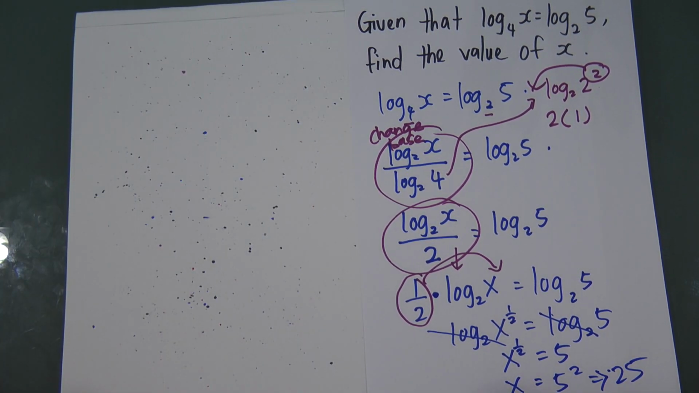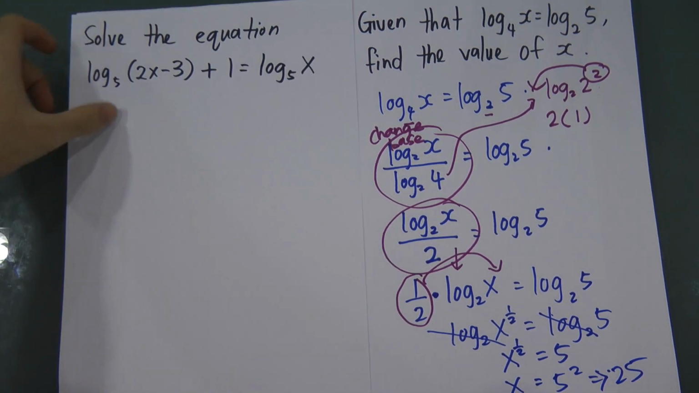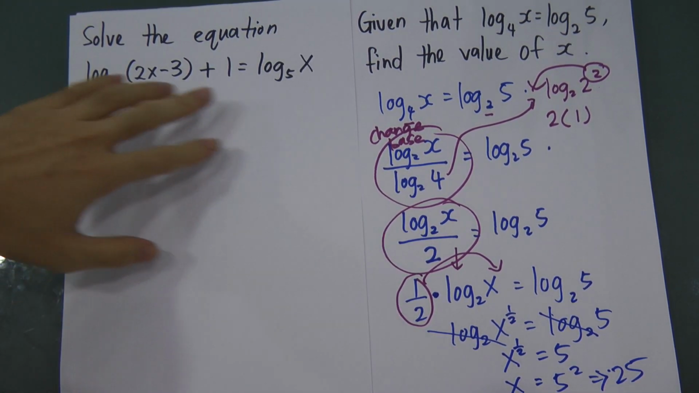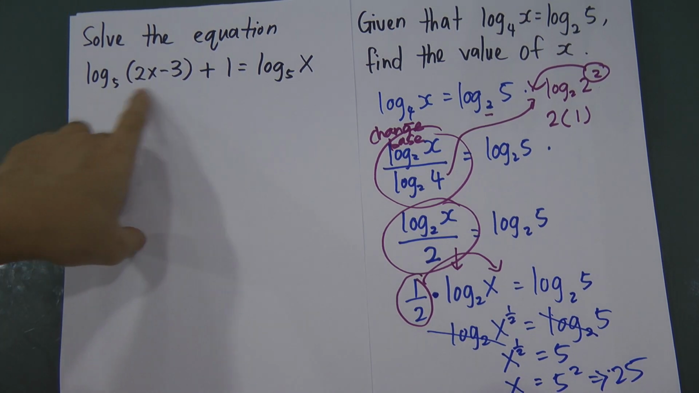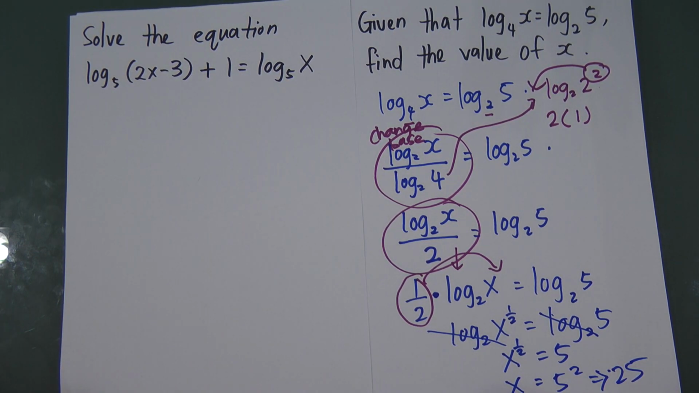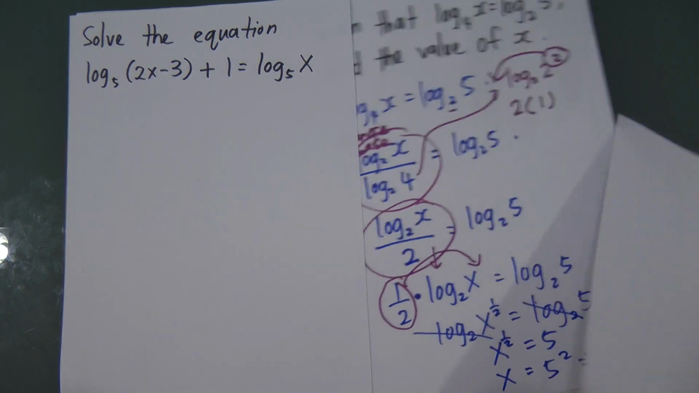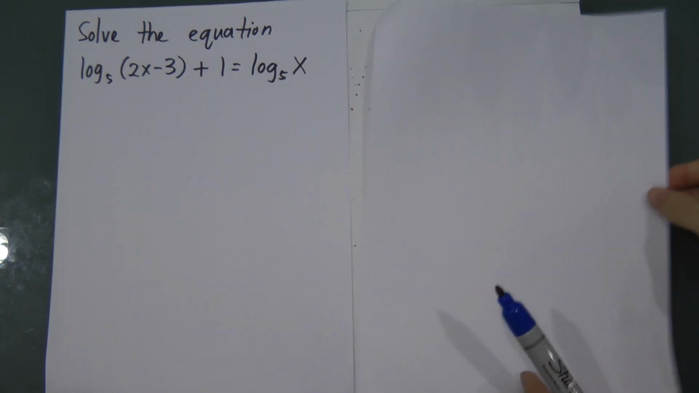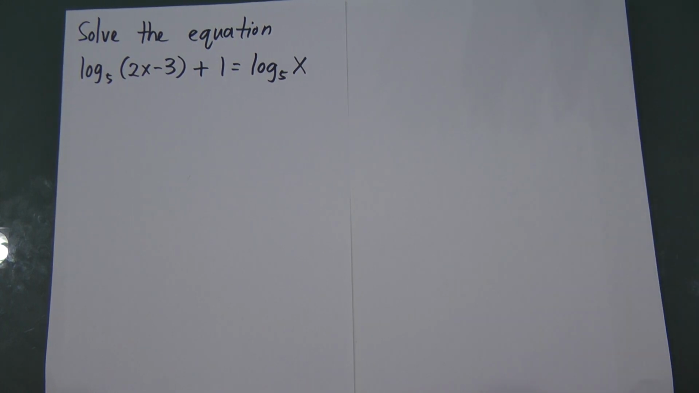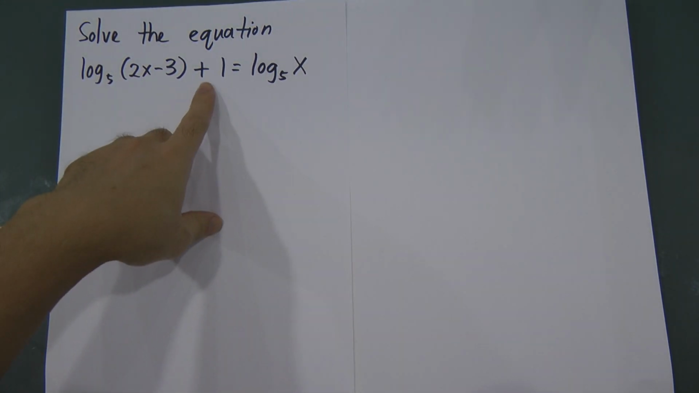Alright, let's move on. Okay, if we have something like this, this one is quite simple because both have the same log base, right? So if both have the same log base, I think it's quite simple. Alright, okay, but you have a number which does not have log. Do you see you have a number that does not have log?